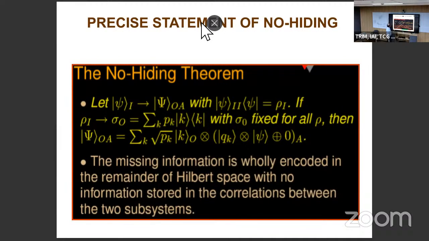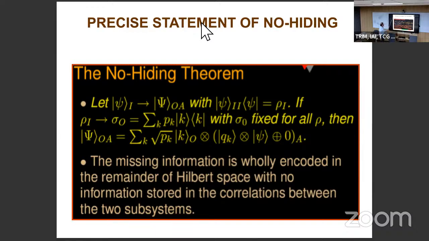Okay, those who want to look at the precise statement, the theorem looks like this. Let us have input state psi, and you get mapped to some bigger state, because if I trace out this psi, I will get a mixed state. And if this input gets mapped to a final state which is independent of the input psi, that is, this sigma zero is fixed for all rho, okay?